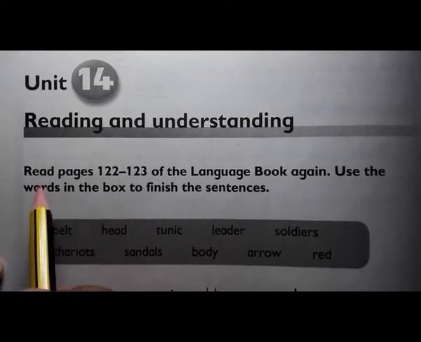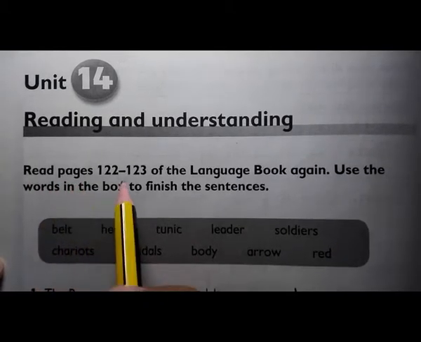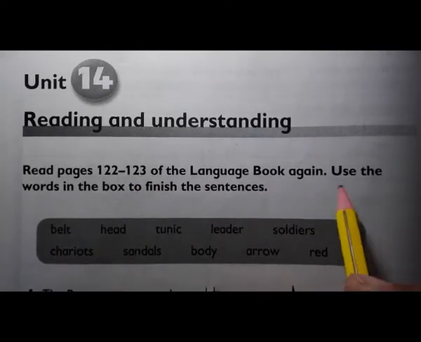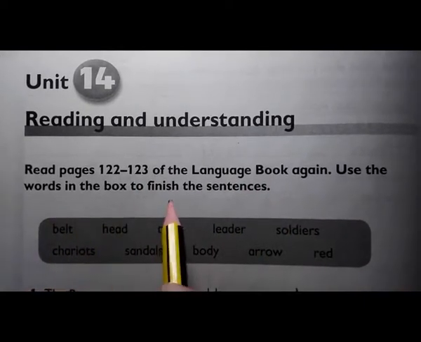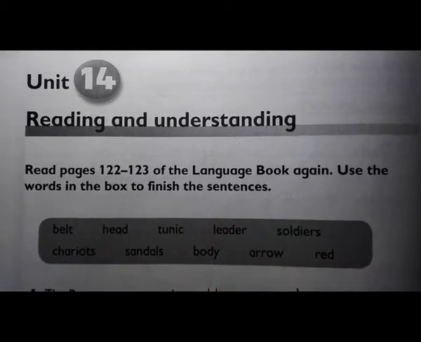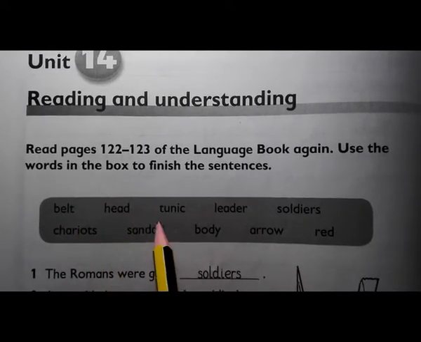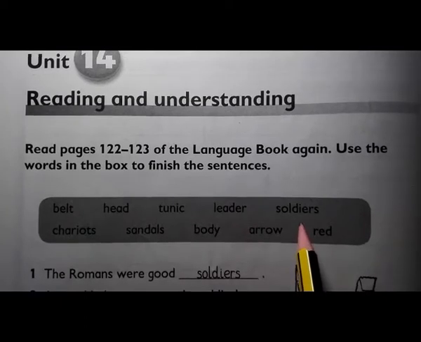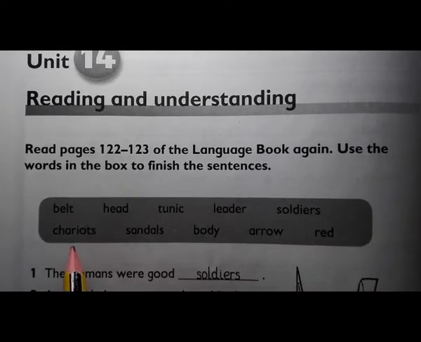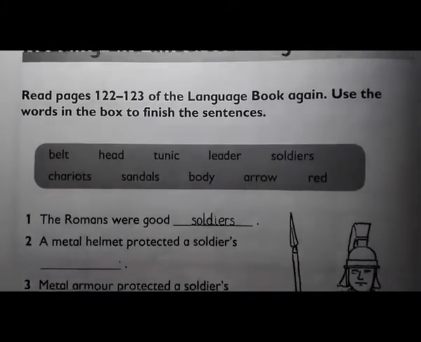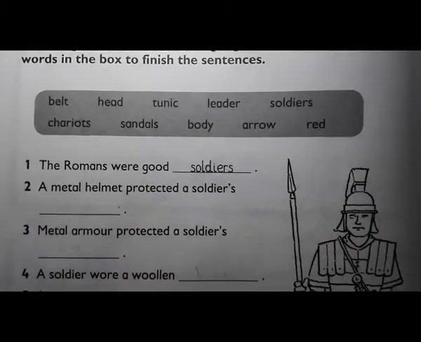Here we have a question. Read page 122 and 123 of the language book. Again, use the words in the box to finish the sentences. So here we have some words: belt, head, tunic, leader, soldiers, chariots, sandals, body, arrow, and red. Here we have some sentences with blanks and we need to complete those blanks.